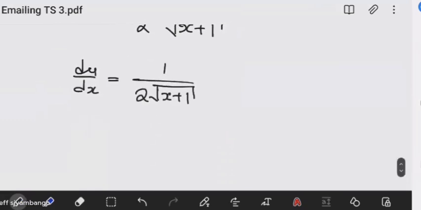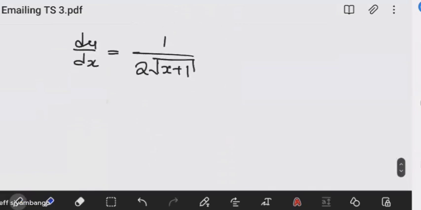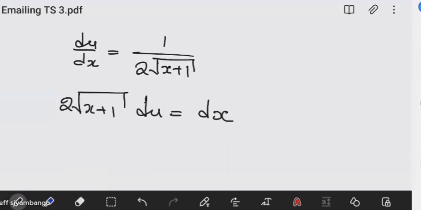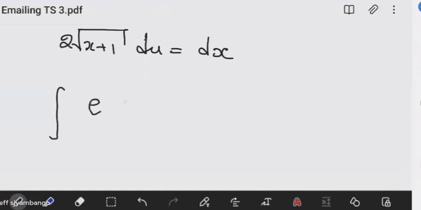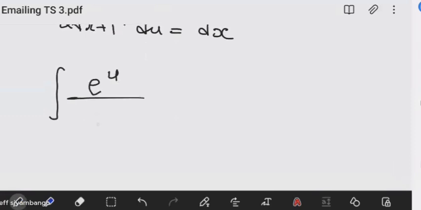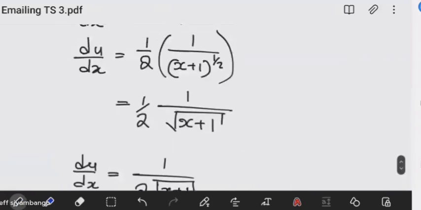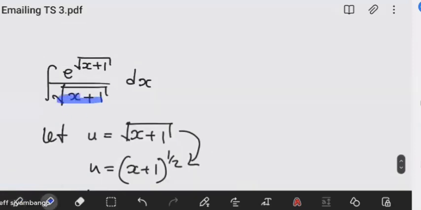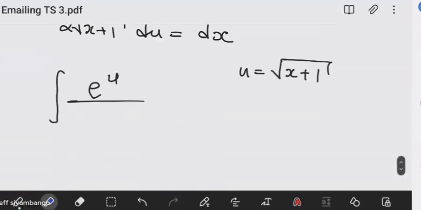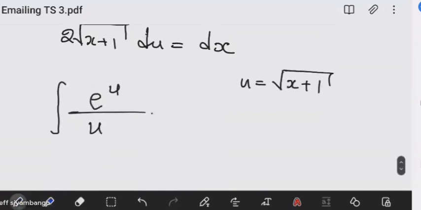Our goal here is to find what dx is. When we cross multiply, we have 2 root x plus 1 du being equal to dx. So we now have an expression for dx. Going back to our integral, it was e to the power root x plus 1. Remember, we said root x plus 1 was u, so it's just e to the u, over the denominator, which I can keep as u, since u is root x plus 1. It won't matter whether we keep it like that or put u. Multiplying dx, in place of dx, we have 2 root x plus 1, and then du.